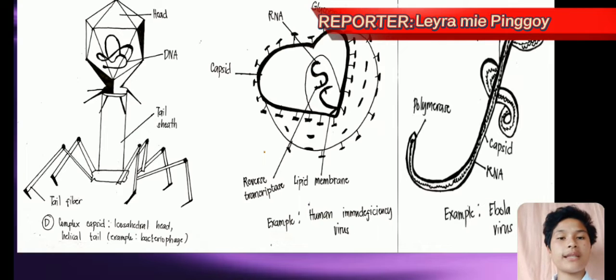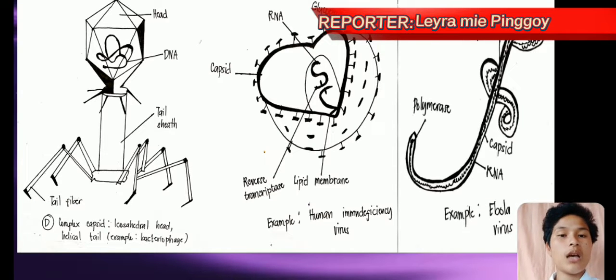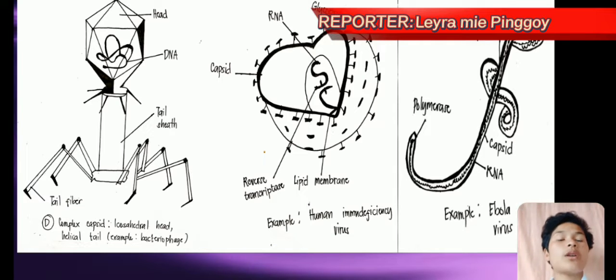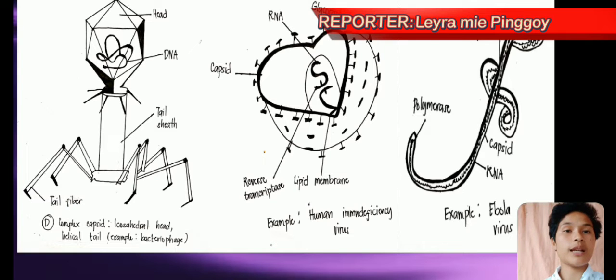Next example is the complex capsid, icosahedral with a helical tail. An example of it is the bacteriophage. As you can see in the first illustration, it has a head. Inside the head it has a DNA.